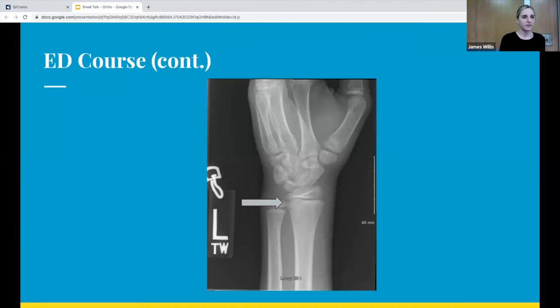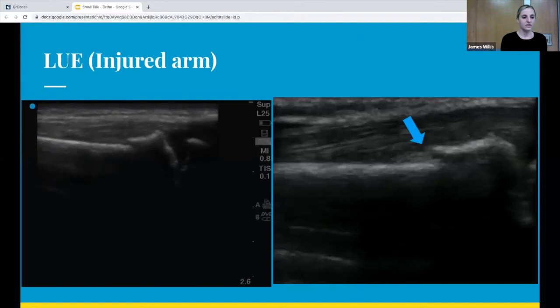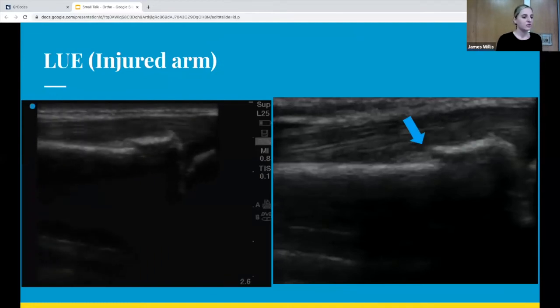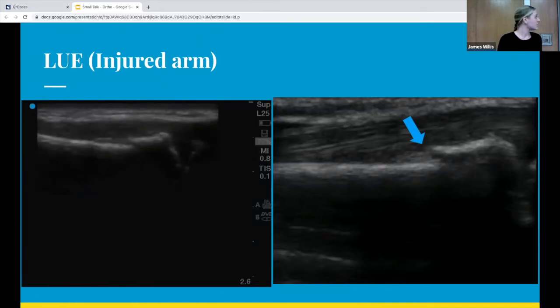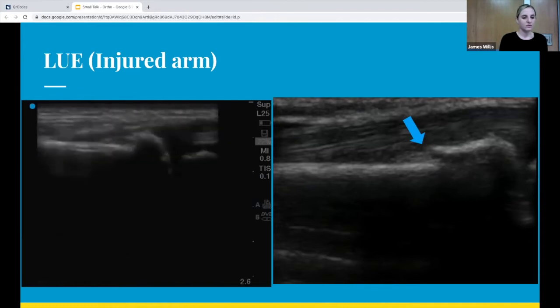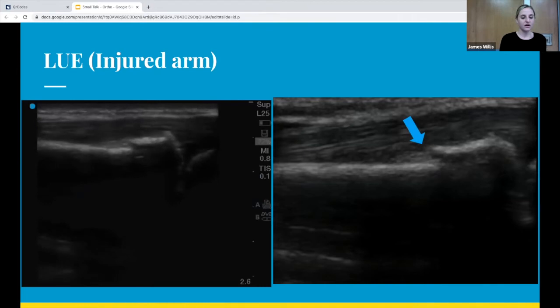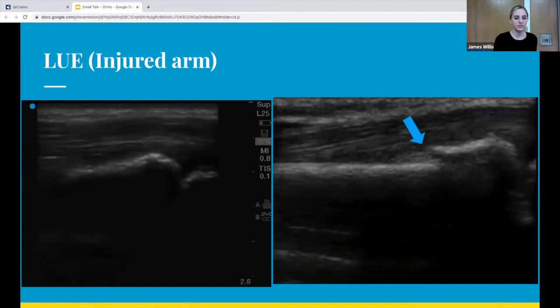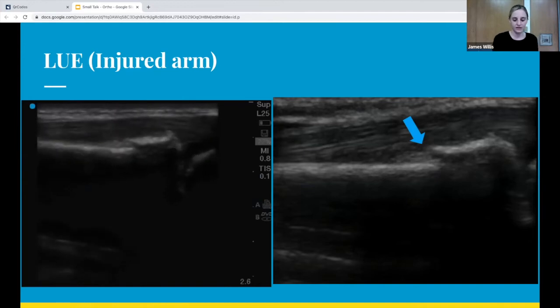So we reevaluated the patient after ice and analgesics. He was still really tender over that point, and especially over this point of concern on the X-ray. So we did an ultrasound of the arm. As you can see, the left picture is the longitudinal view of the radius, and you can see that there's a disruption in the cortex. And then the right is a still version of that to show the very obvious irregularity at the point that we were concerned about on his exam and also on the X-ray.